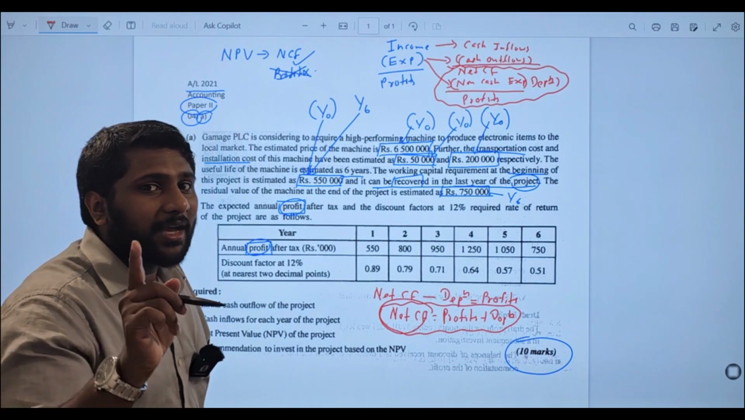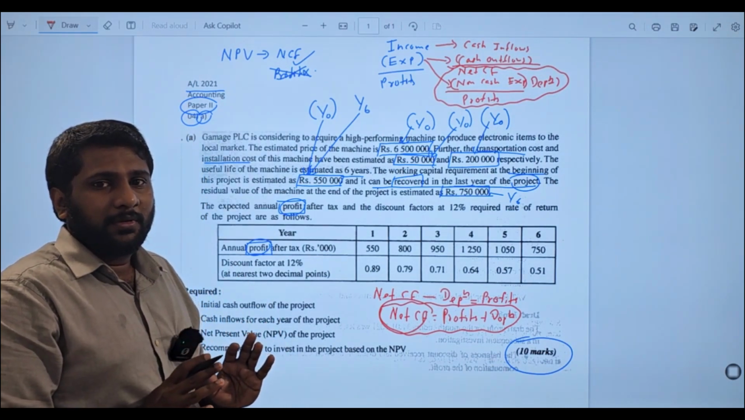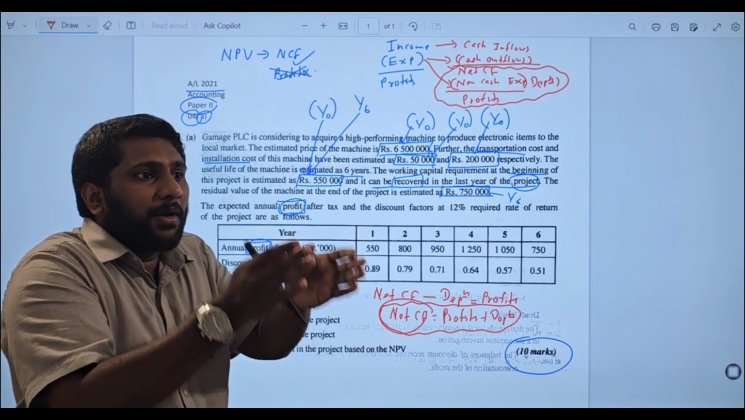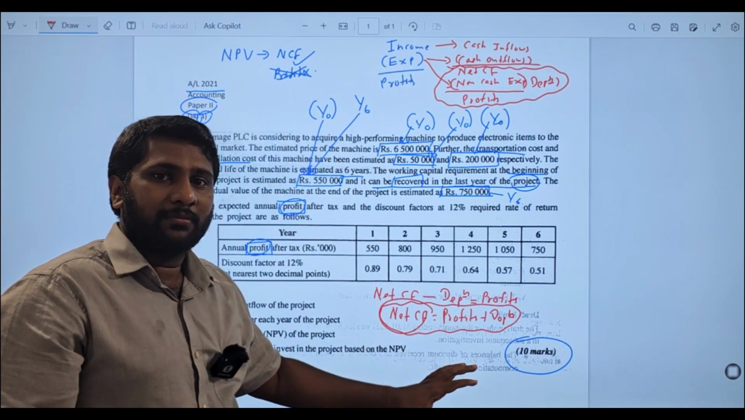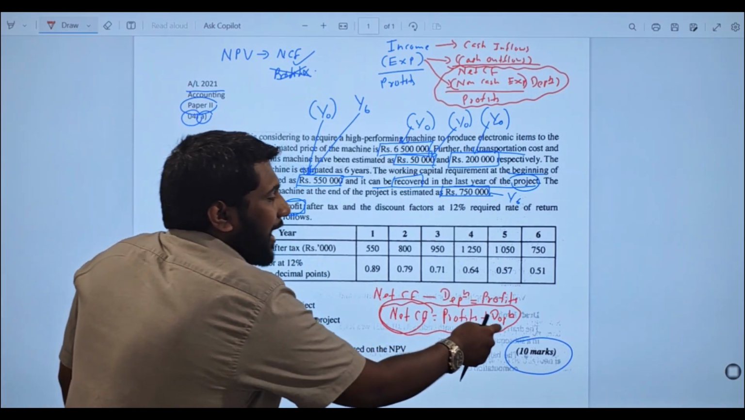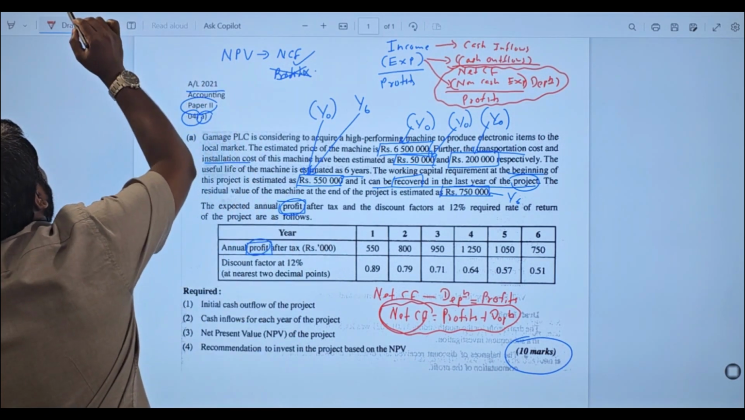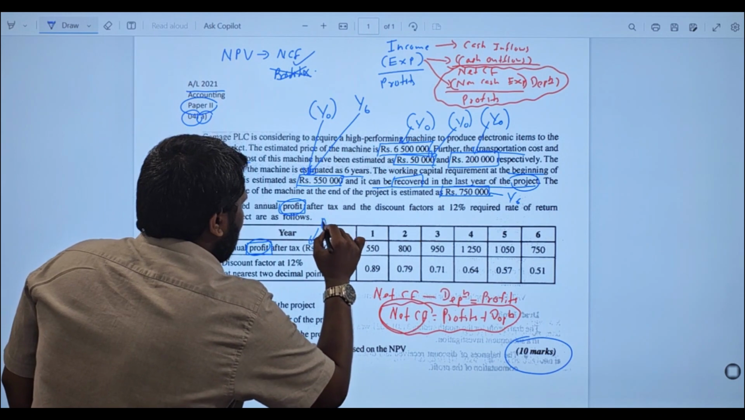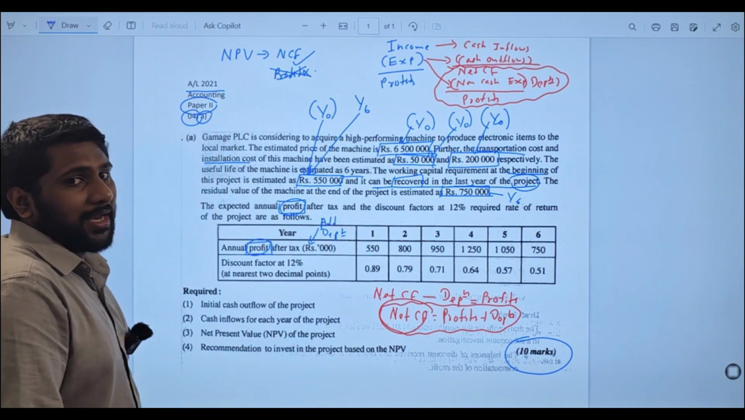When you are studying something, study properly. Don't study for the sake of studying. You might have studied that to calculate the net cash flow, for the profit you add back the depreciation. This is the reason why. For this particular question, I have to add back the depreciation to the profits to get the cash flow. I'll write a note, otherwise I will forget it: add depreciation to get the net cash flows.